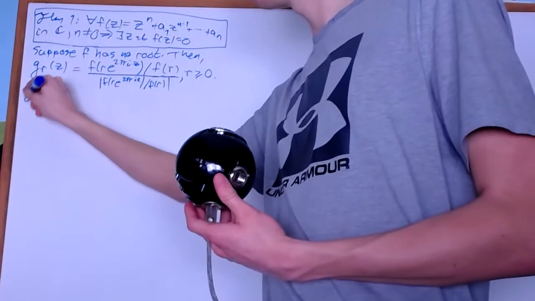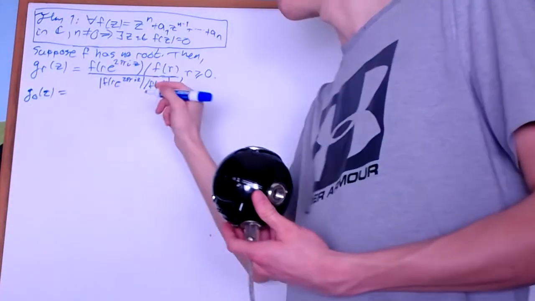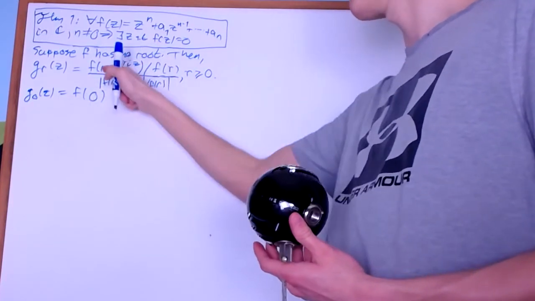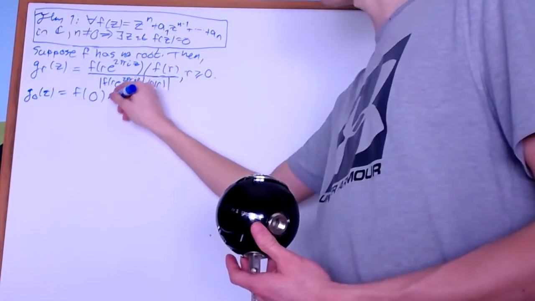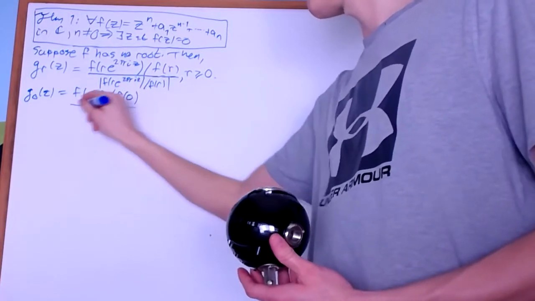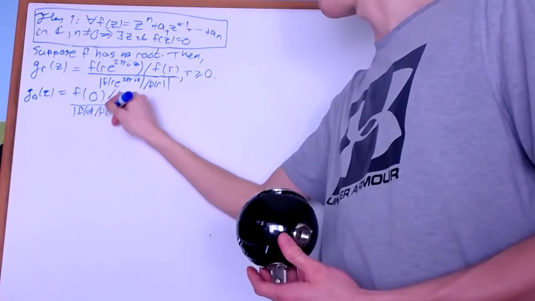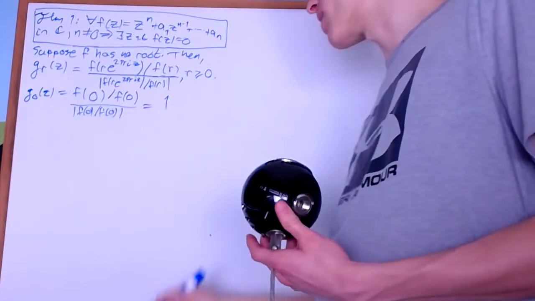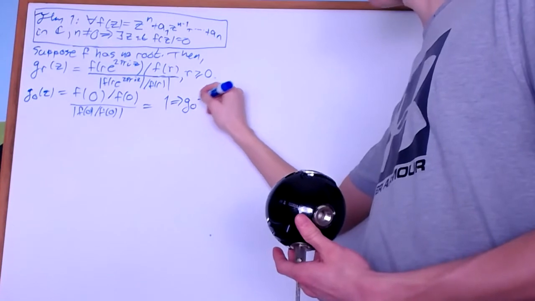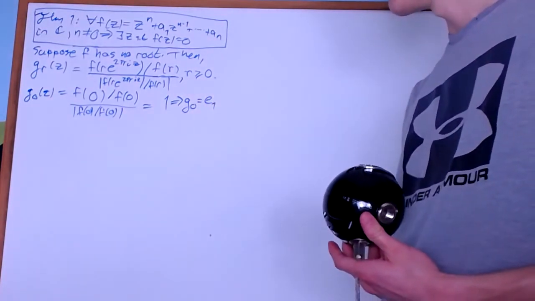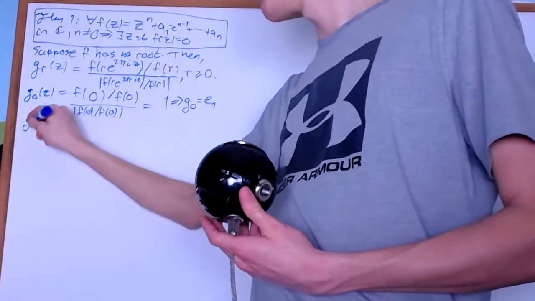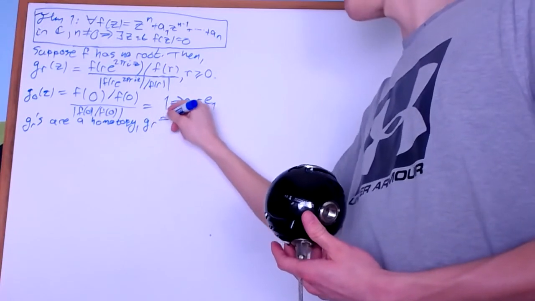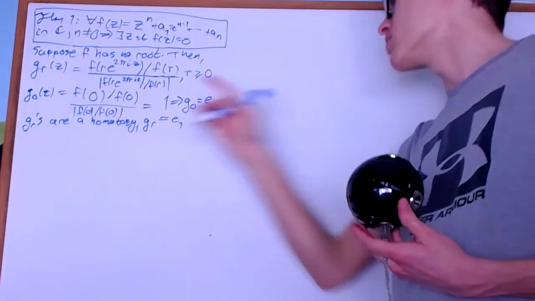Well, if I do g_0(z), what does that equal? That's just going to turn out to be constant, because you have r times other stuff, and r is 0. So that's f(0) over f(0), and then we divide that by the magnitude of f(0) over f(0). And so you just get 1. You get the constant map. So that means that g_0 is the constant map at 1. And then the rest of these g_r are like a homotopy, which means that g_r is homotopic to e_1 for every one of those r's.